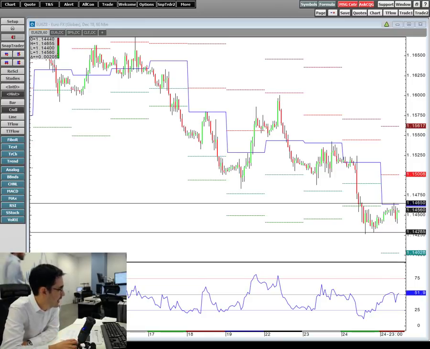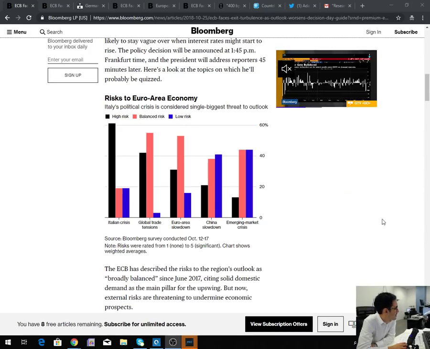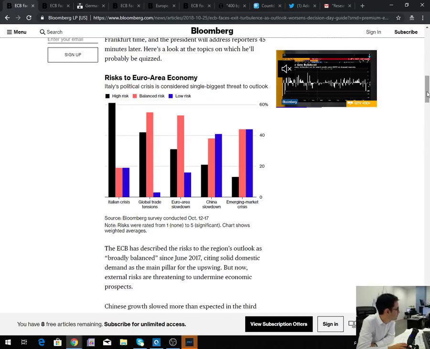Let's just run through a sequence of graphics to paint a better picture and provide a bit of clarity as to where the focus will be. So, risks to the euro area, and what everyone's talking about at the moment is whether there is a possibility of Draghi sounding a little bit more dovish today, given those aforementioned reasons.